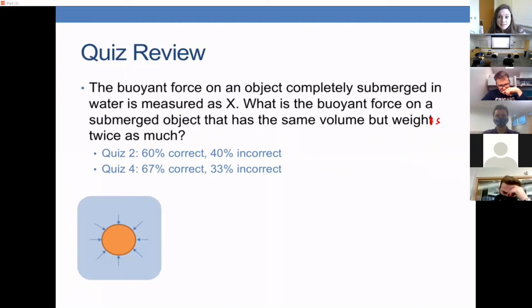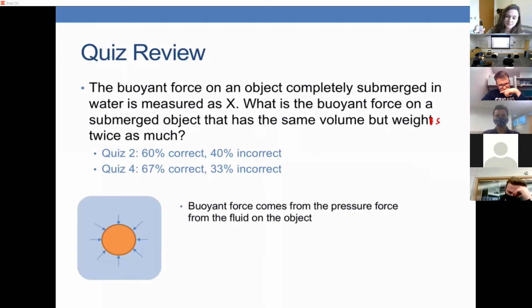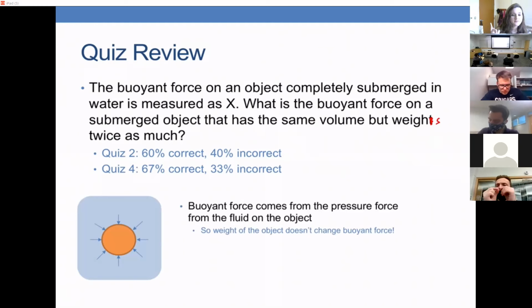So remember that buoyant force comes from the pressure force of the fluid on an object. For example, if an object is in water, the buoyant force comes from the water. It does not come from the object itself. It is the water pressing on the object. So that means that the weight of the object doesn't change the buoyant force. The volume of it does, because the volume is what changes the displaced water.